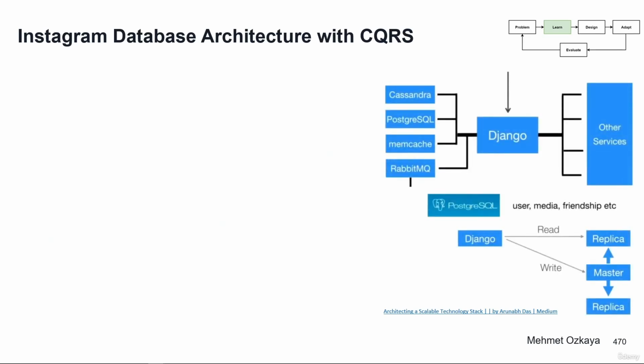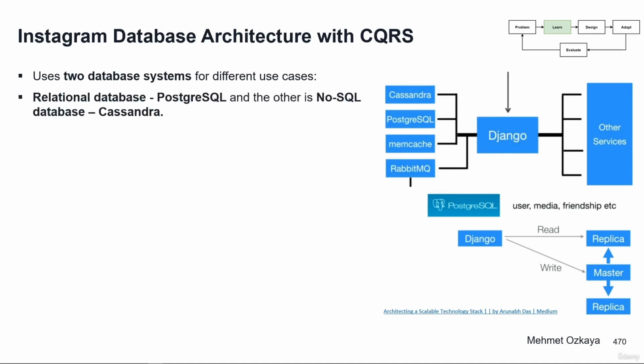So here you can see an example of using CQRS in Instagram database architecture. Instagram also uses microservice architecture and different database technologies with applying the CQRS design pattern. Instagram basically uses two main database systems. One is relational database, which is PostgreSQL, and the other is NoSQL database, which is the Cassandra database.